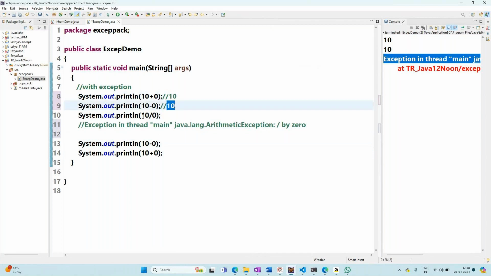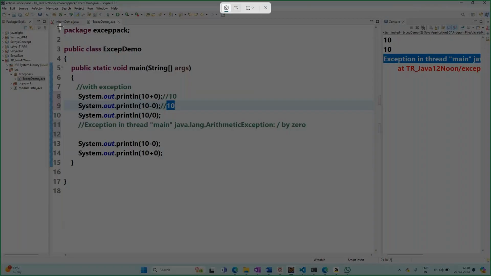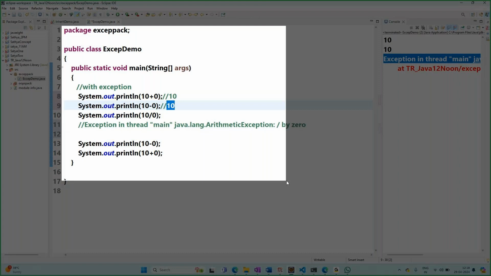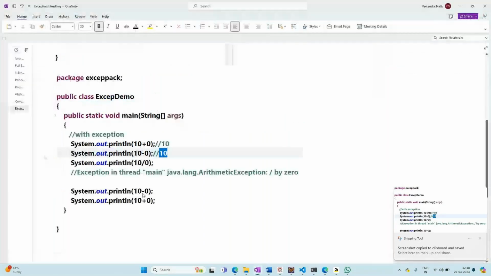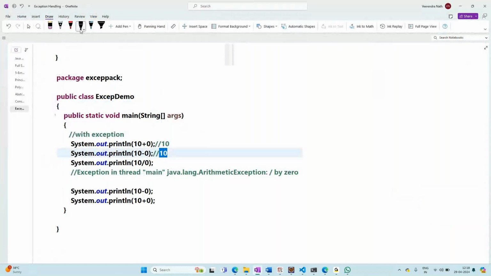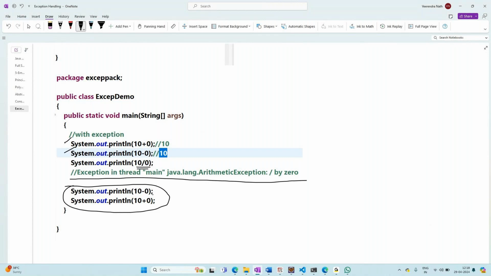This is not giving you any output, which means the program flow is stopped. So what an exception does basically is completely stop the program flow. This flow has been stopped, so you don't get the output for this, or for this too. Why? Because the exception came in here, so that exception is not allowing you to run the code.